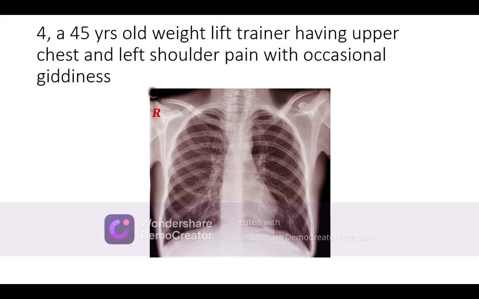This is the fourth one, a 45-year-old weightlifting trainer having upper chest and left shoulder pain with occasional giddiness. He has occasional giddiness with left shoulder pain and upper chest pain on the left side.